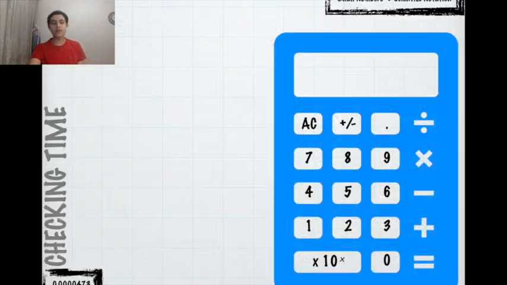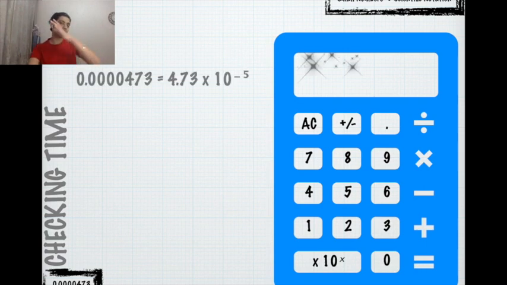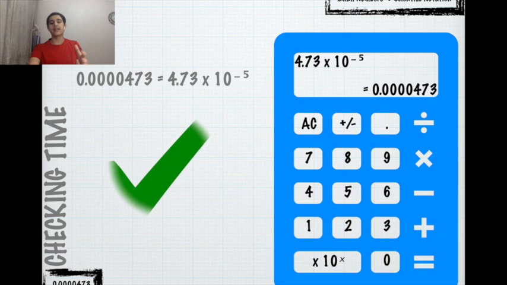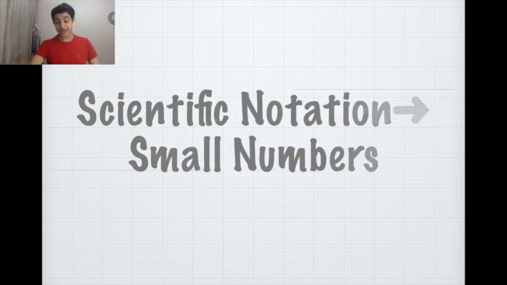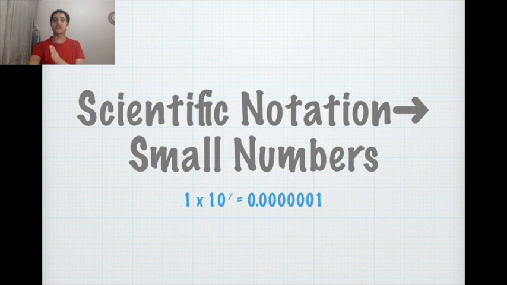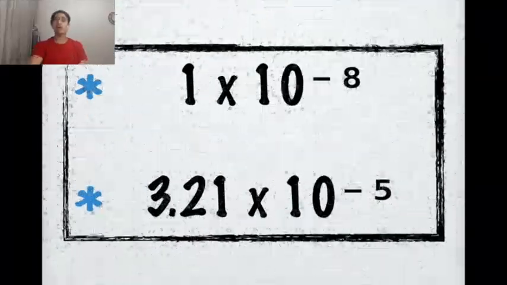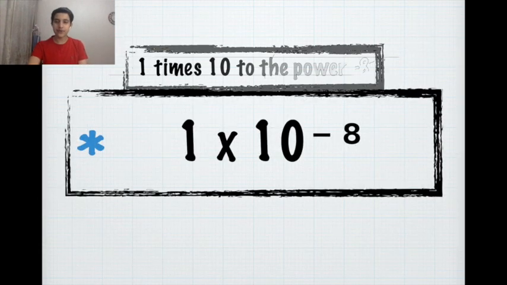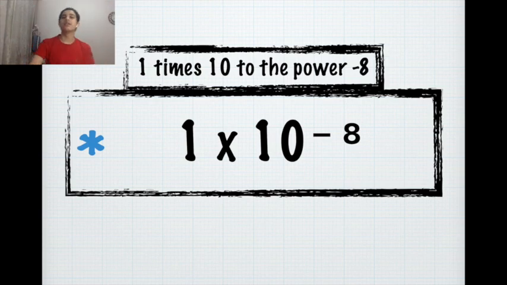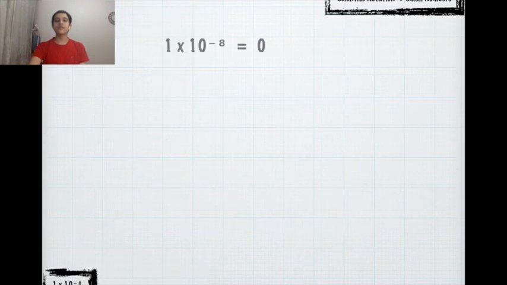So let's check it like always. Boom. Yeah, that was a moment of awkward silence. I know, I understand. So scientific notations to small numbers, which is, as we have seen before, just a vice versa of the previous thing we learned. So these are the two examples we're going to be looking at. It's going to be 1 times 10 to the power of negative 8 first. So that's how it's written, and we'll tell you why.